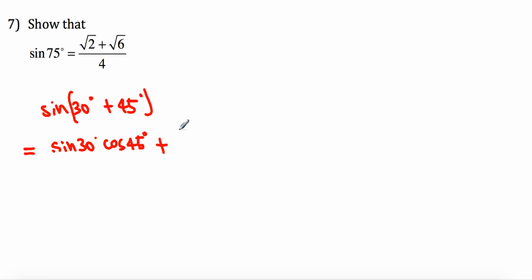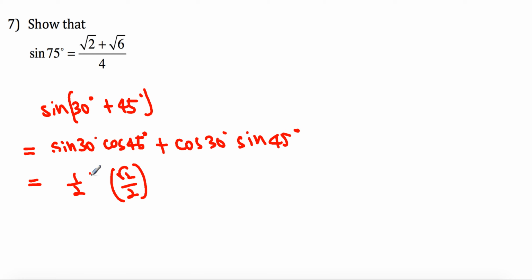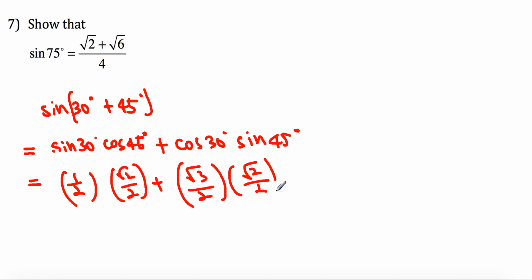And then plus cosine of 30 degrees and then sine of 45 degrees. Then we get to see that sine of 30 is 1/2. Cosine of 45 is radical 2 over 2. Plus cosine of 30 becomes radical 3 over 2. And then lastly, sine of 45 is radical 2 over 2.